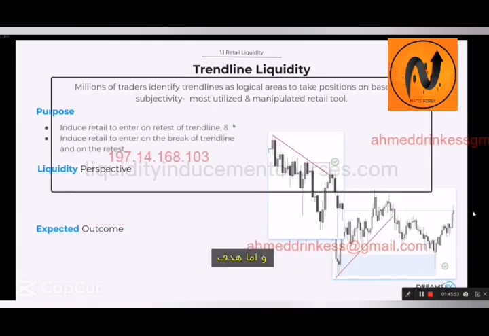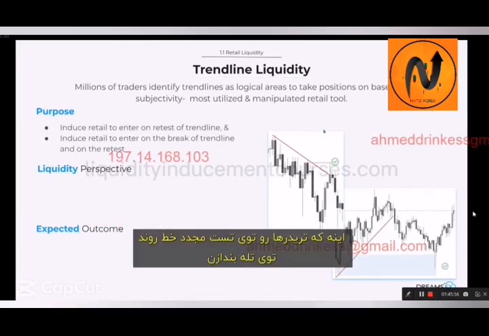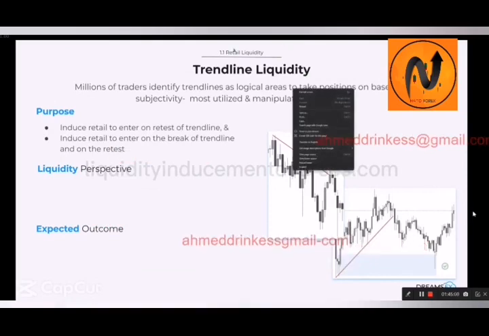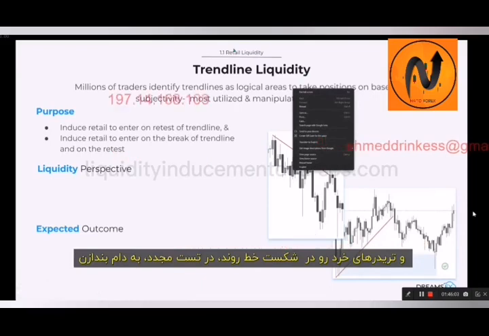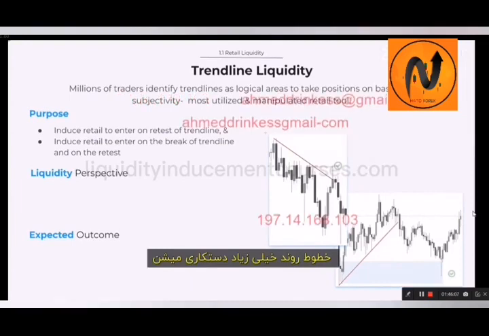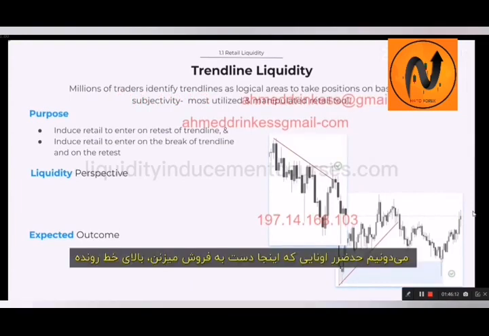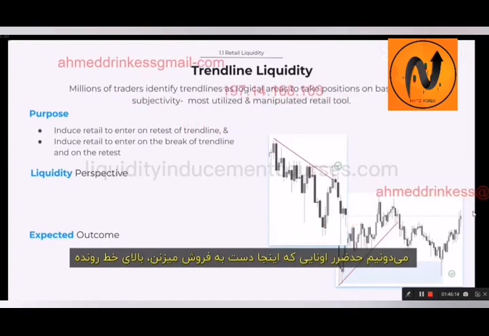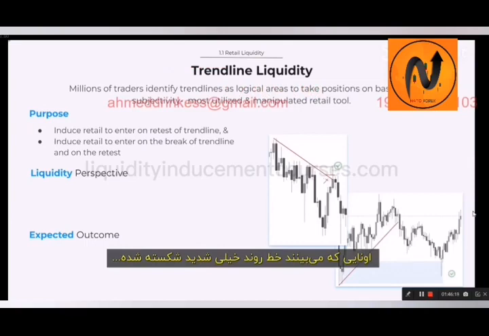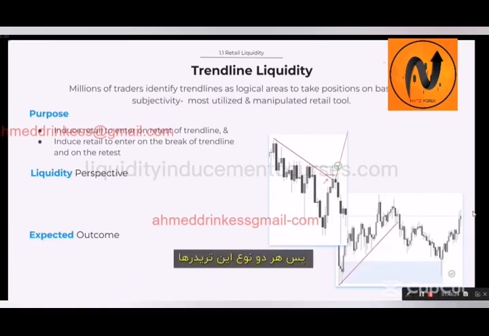The purpose is to trap retail traders on the retest of the trend line and on the break of the trend line. Trend lines are heavily manipulated, because when a trend line is broken like this, we know that those who are selling here have their stop loss above the trend line. They're losing. Those who see the trend line broken very drastically are looking to buy on the retest of the trend line to then go higher. So both of these types of traders are going to be losing.